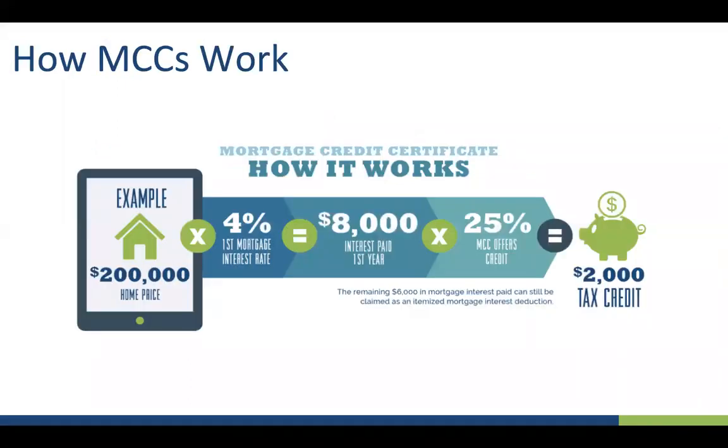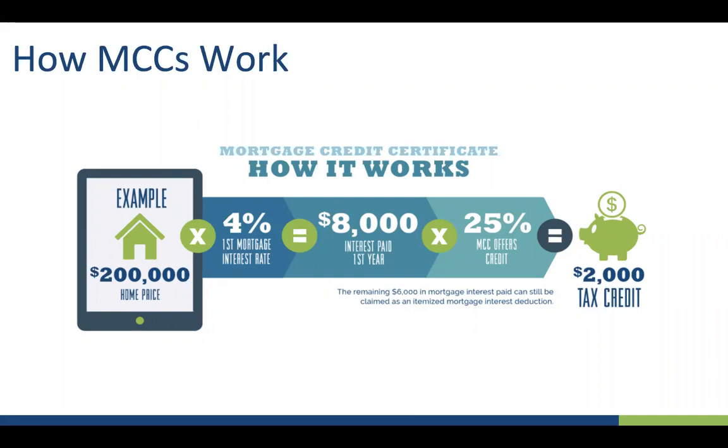So very quickly, how does this work? You can tell this example is somewhat dated because we use a 4% interest rate. However, to keep the math simple, imagine a $200,000 home price. You close on January 1, you make 12 payments that year at 4% interest. That's $8,000 in interest paid. Now, the mortgage credit certificate may allow you to take anywhere from 10 to 30% of that interest as a tax credit. Let's assume 25% of that interest is allowed to be claimed as a tax credit. That is a $2,000 tax credit.